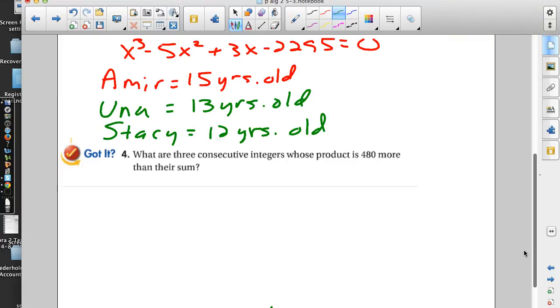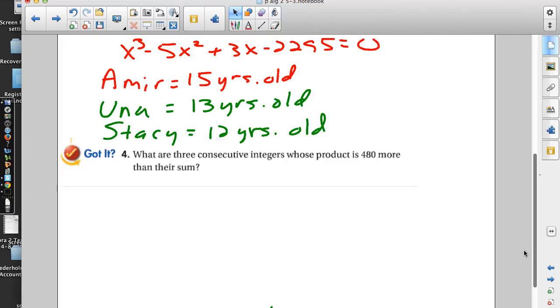So now, normally, on a day like today, I would give you the got it problem and give you a candy partner and have you go do the next problem. But this is a totally different problem. It's like we're starting over again. So I want to make sure that everybody's able to do this. What are 3 consecutive integers whose product is 480 more than their sum? To do this problem, you have to know what consecutive integers are. Consecutive integers are numbers like -4, -3, -2. They're right next to each other. 5, 6, 7 are consecutive integers.